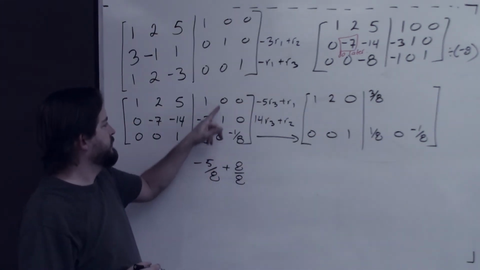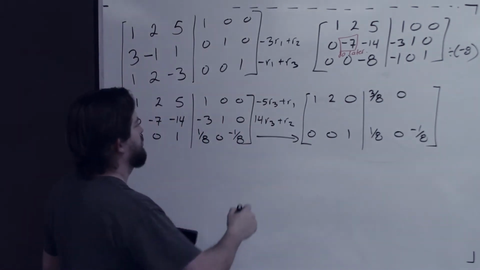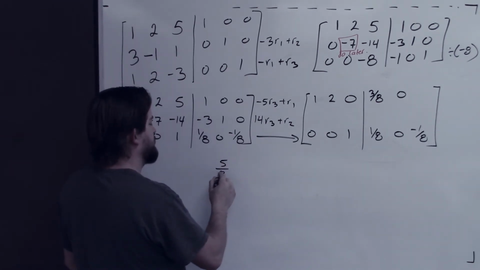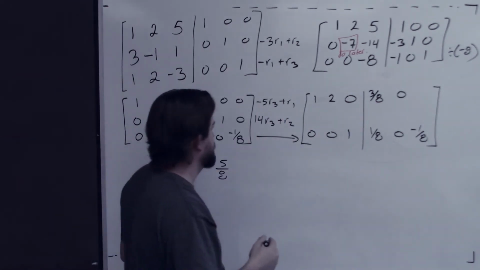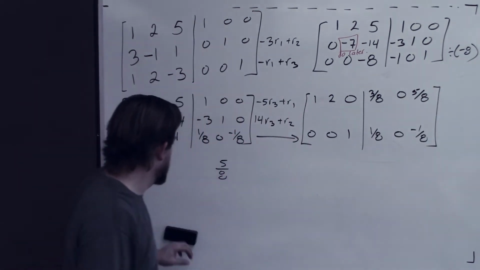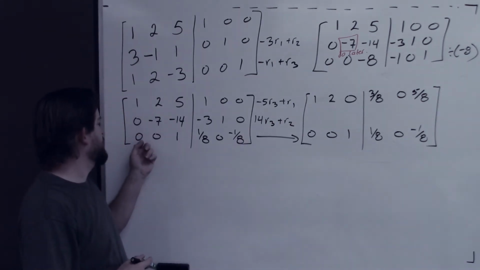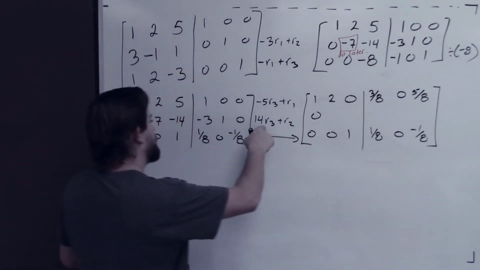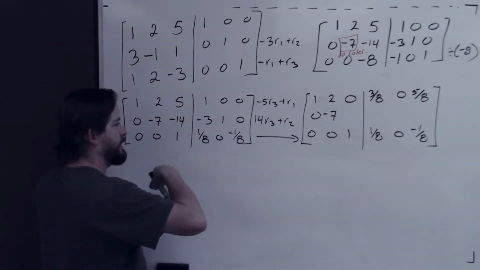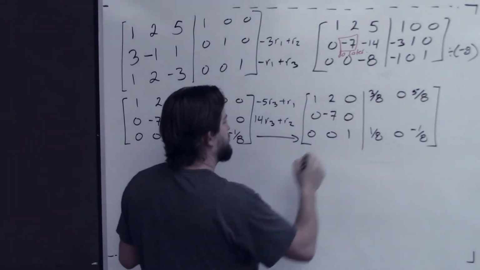Negative 5 times 0 is 0, plus 0 is 0. Negative 5 times 1/8, negative 8 is a positive 5/8, plus 0 is 5/8. Okay. The middle one, 14 row 3 is added to row 2, so 14 times 0 is 0, plus 0 is 0. 14 times 0 is 0, plus negative 7 is negative 7. 14 times 1, plus negative 14 is 0, right?